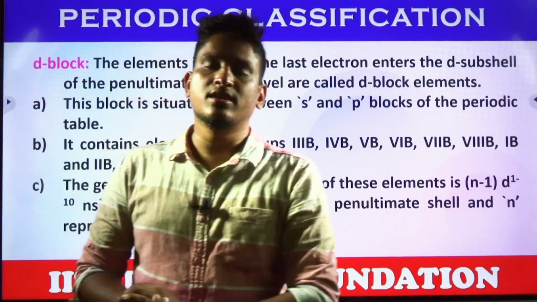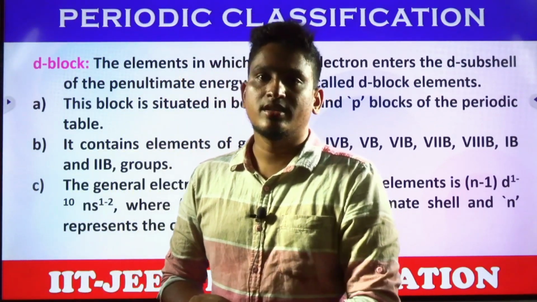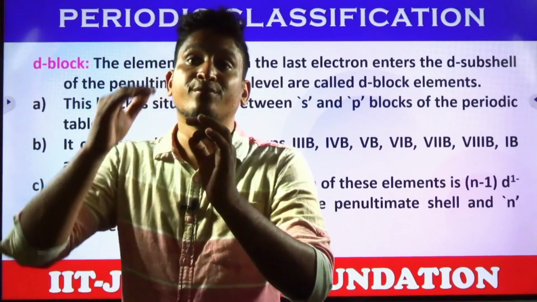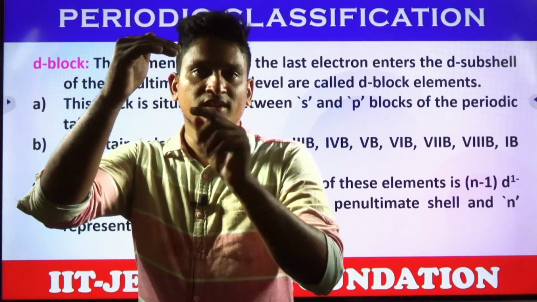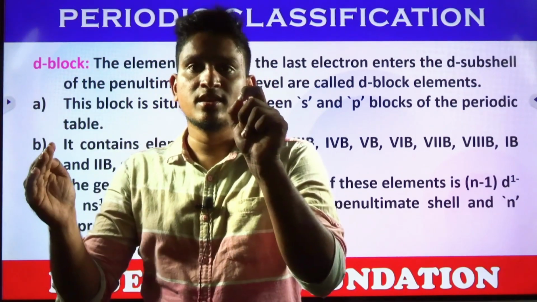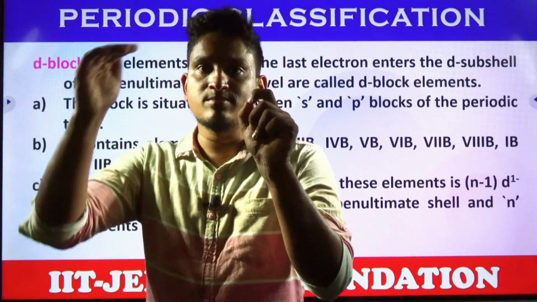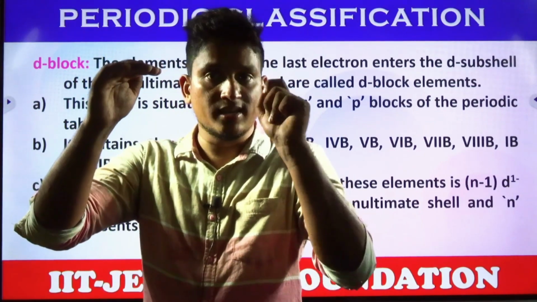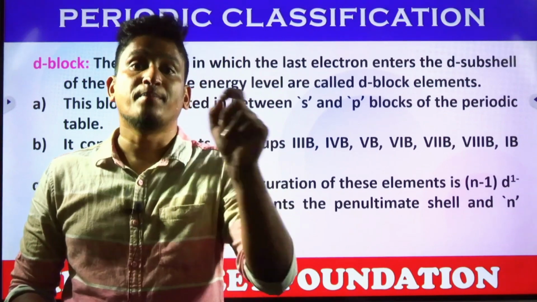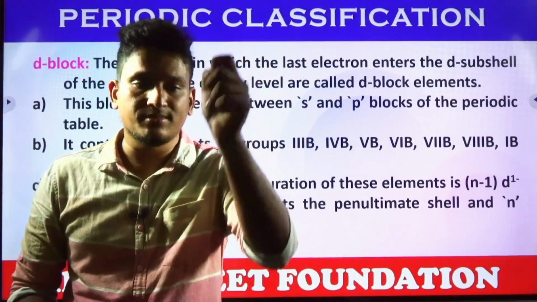Where will the D block elements start, students? D block elements will start from 3D. When will 3D come? After 4s only. Yes or no? 3D is entering after 4s is filled. The last valence shell is 4s. But are we creating these blocks on the valence shell? No. The last entering electron is in 3D. The 3D orbital is called the penultimate shell, which is the last but one shell.